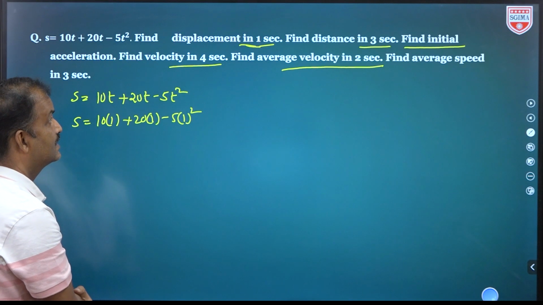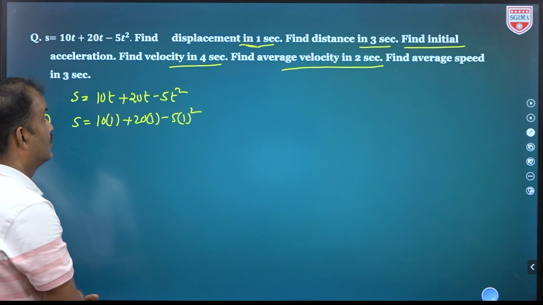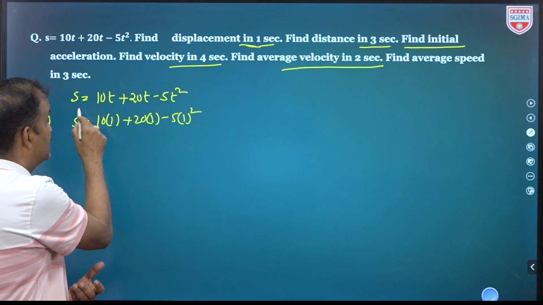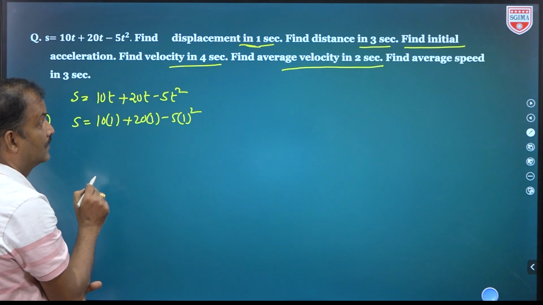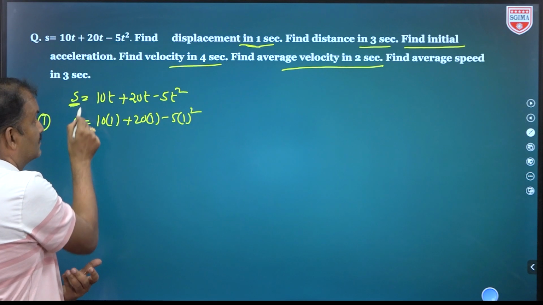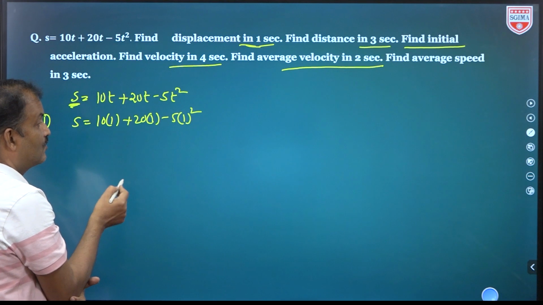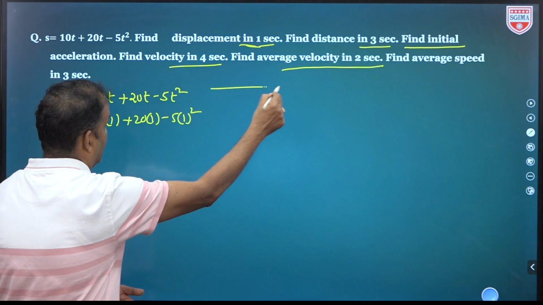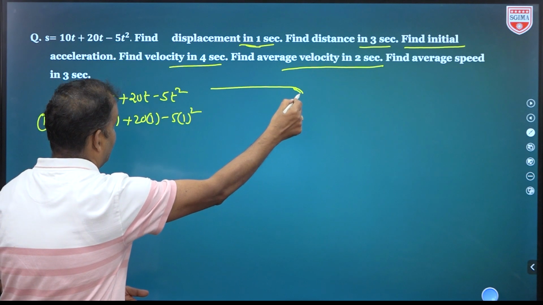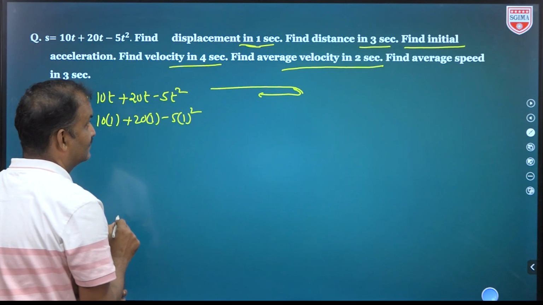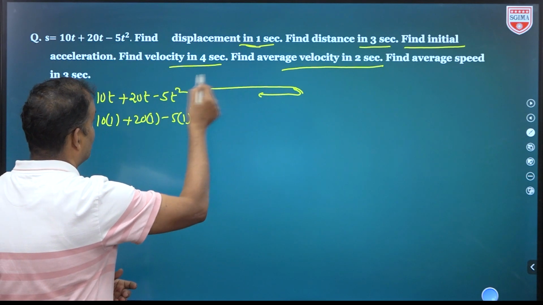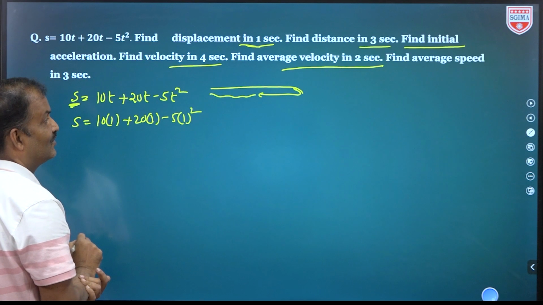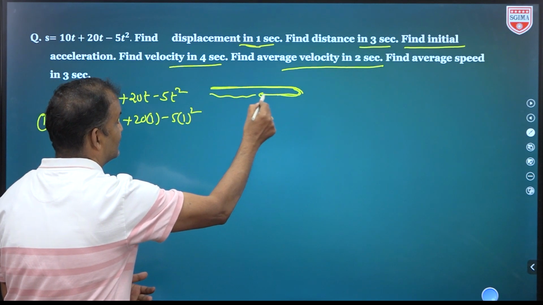Distance in 3 seconds. Distance, you can't simply write t equal to 3 seconds. This is displacement. Sometimes what happens is the body will go forward and come to rest, and after that it returns back. If you substitute t equal to 3 seconds, this gives the displacement. You will not get the distance.